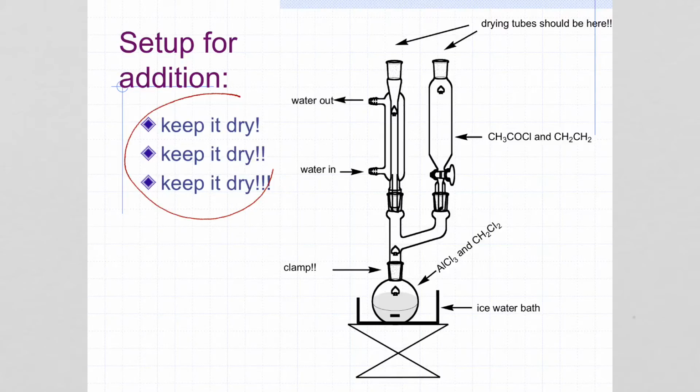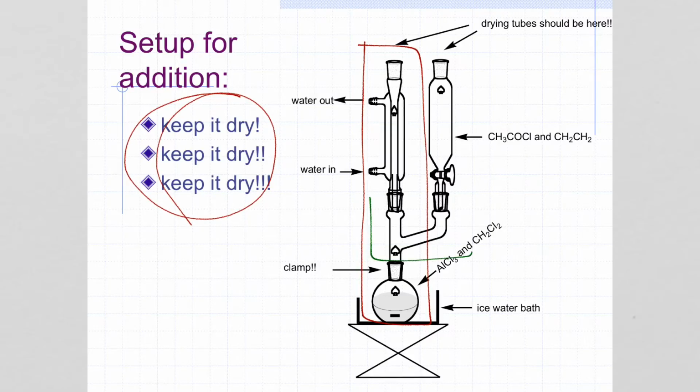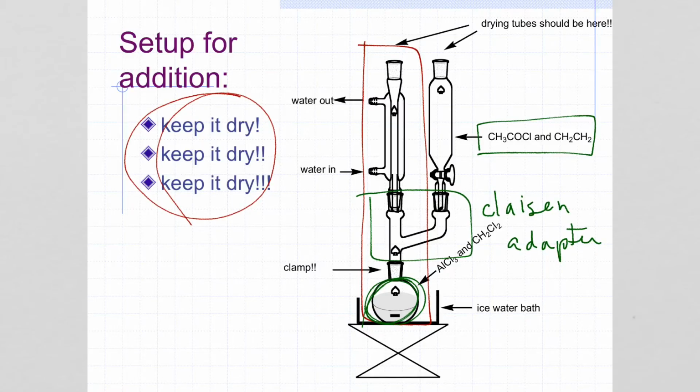It's obviously, since I've written it here 3 times with 6 exclamation points, really important that you keep this dry. This is a little bit different setup from what you've done before. It is very much like a reflux setup, which you've already done, but what we've added here is something called a Claisen adapter, and that basically gives us another inlet into the flask. The reason we need that is because as this reaction mixture is reacting, we need to be able to add some reagents to it dropwise.